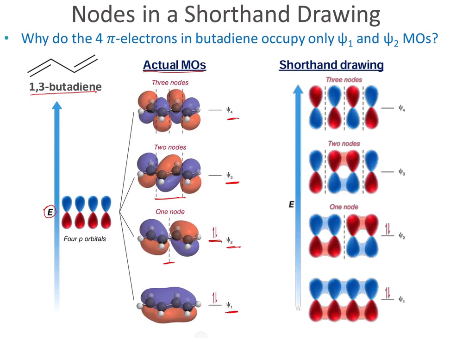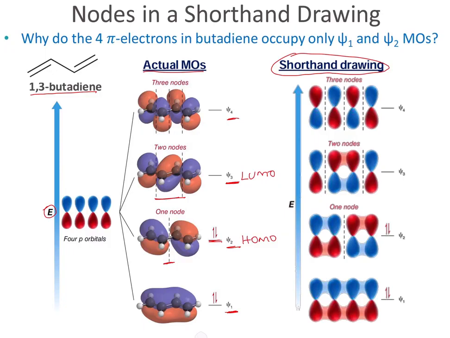We are going to call psi3, in this case, the lowest unoccupied molecular orbital. Lowest unoccupied because it has no electron. We're going to call psi2 the highest occupied molecular orbital. Highest occupied because it is of the highest energy level that has electrons. Now let us use what is called shorthand drawing, because this is what we are going to deal with from now onwards in this chapter.